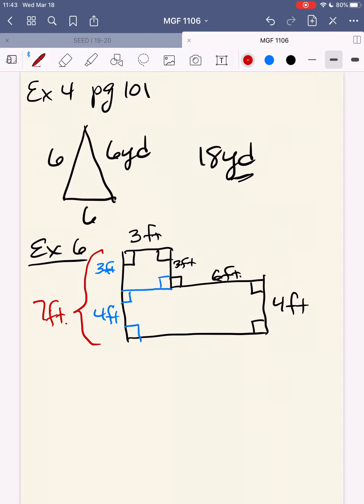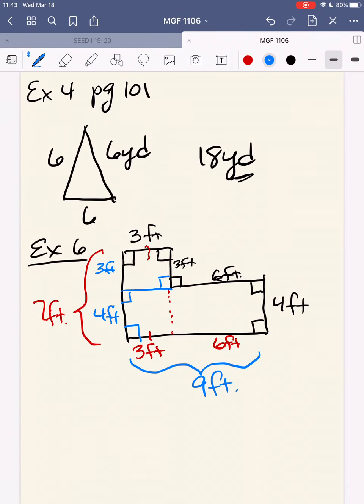Okay. Now, if I'm looking at my rectangle here, I can draw a little imaginary line here, and the same thing is going to happen here. If this side is 3 feet, then this little piece here is going to be 3 feet, which means this piece over here is going to be 6 feet. And if I add those together, I get 9 feet.